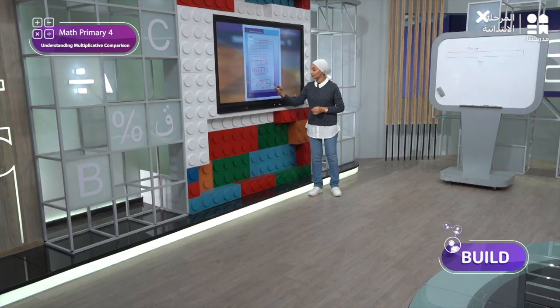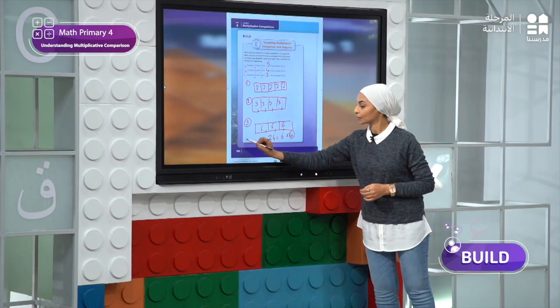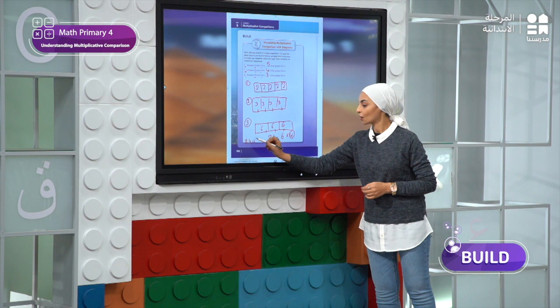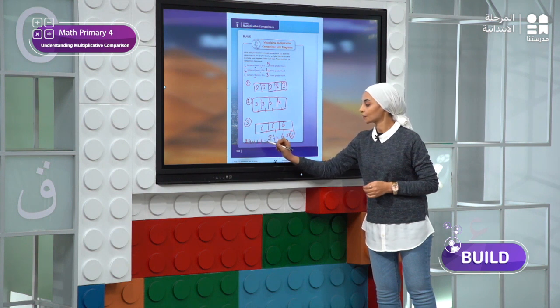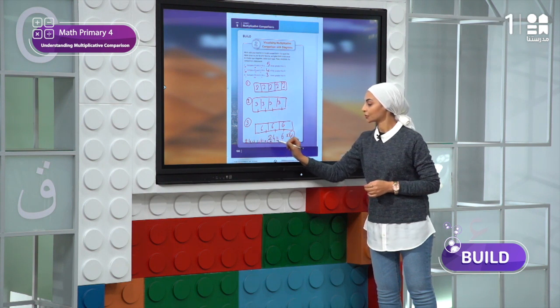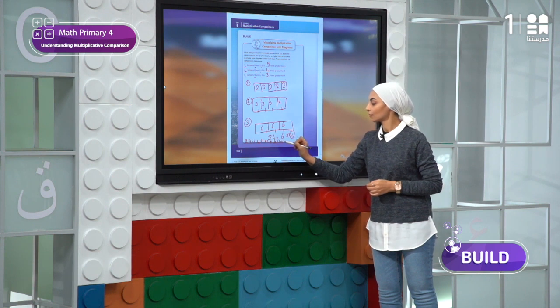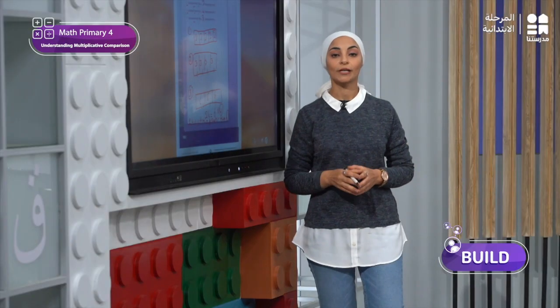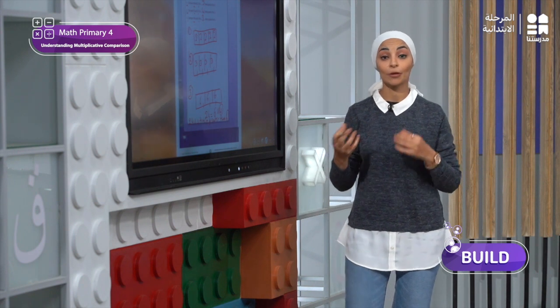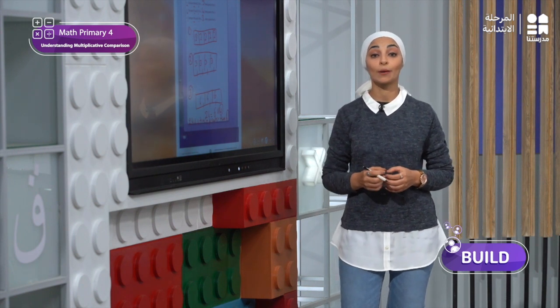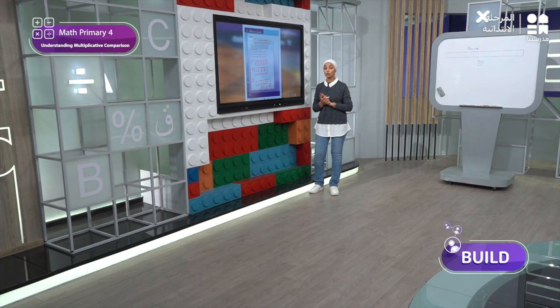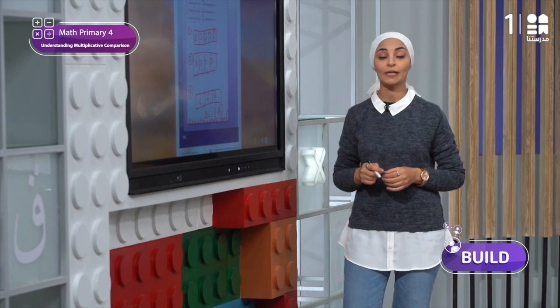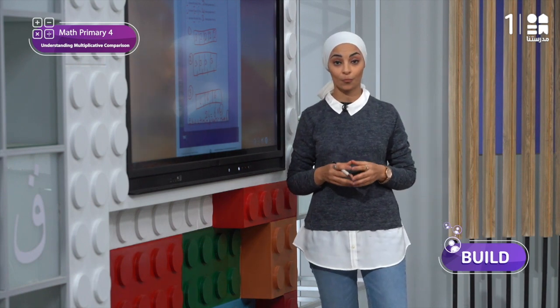Let's write 24 here. 24 is 4 times greater than 6. Okay. Each time we need to compare two numbers, we will look for the multiplication fact about these two numbers, and it will be easy for me to complete the comparison.